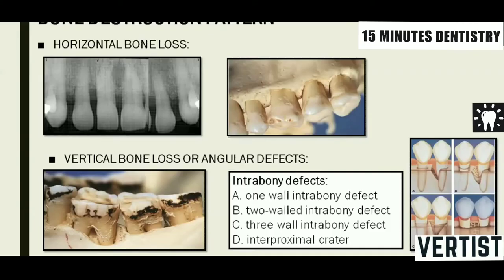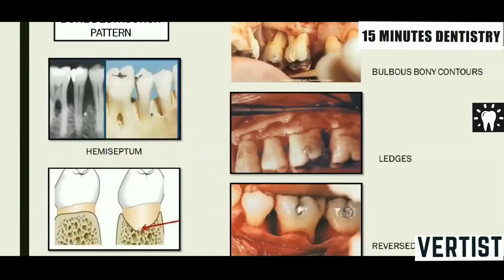Now interproximal crater. Here you can see the osseous crater is a concavity which is present between the buccal and lingual cortical plate in the interproximal area. So these are the osseous crater. Here you can see the normal crest of the bone. Here you can see the osseous crater which has formed, which is bounded by facial and lingual walls. Okay, this is what I was talking about, hemiseptum. This is one wall of the septum which is present.